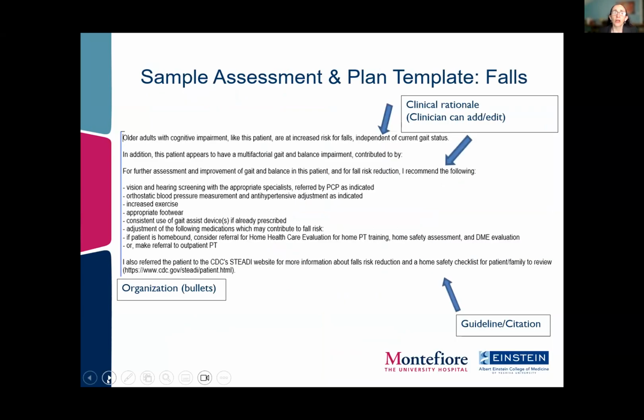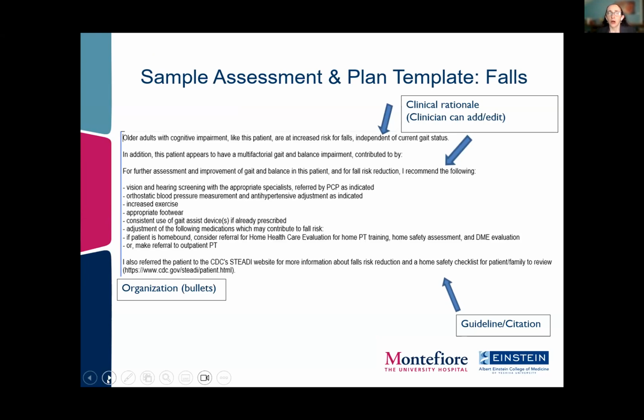And the EMR template, this is a sample of an assessment and plan feature of the template, where we created some quick text or smart phrases that then explain the clinical reasoning for how we're thinking about this patient's falls risk, for example, and what recommendations we're going to make.